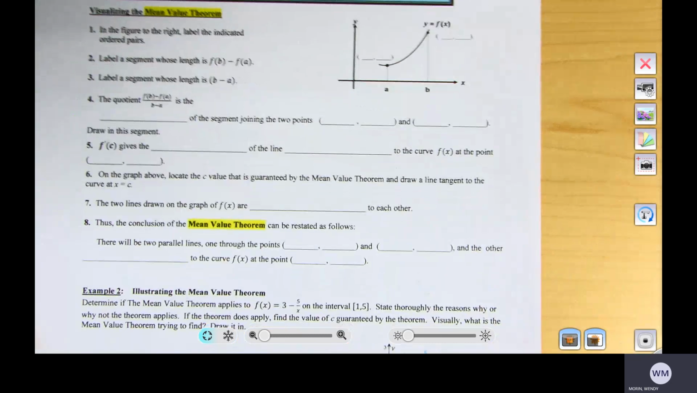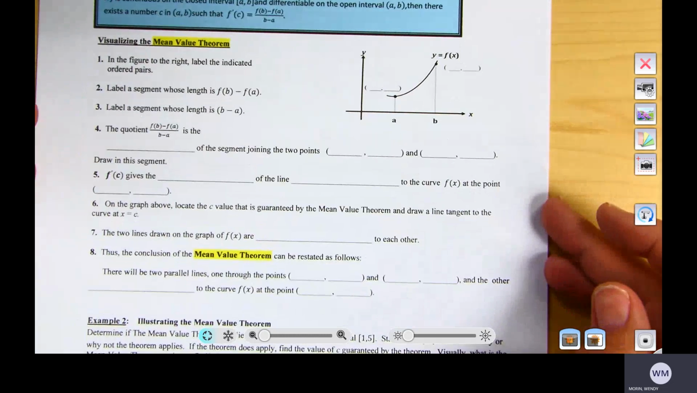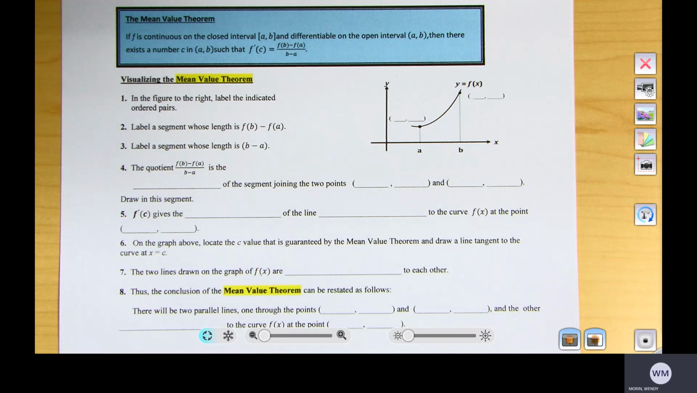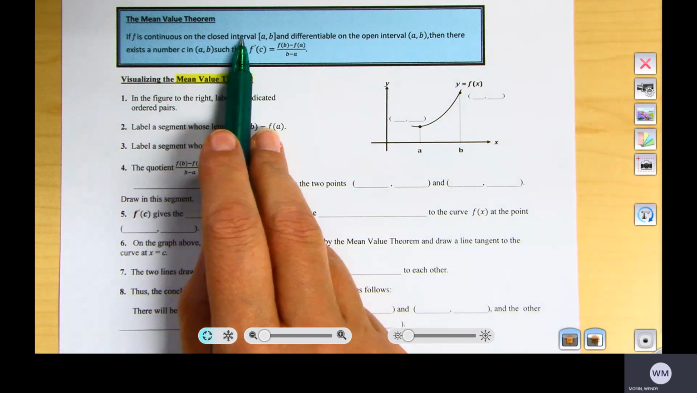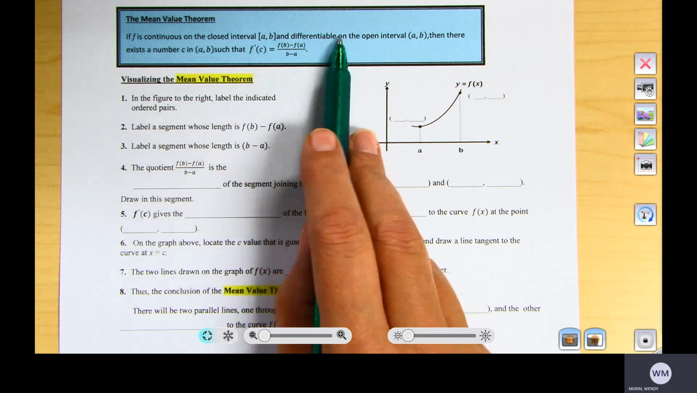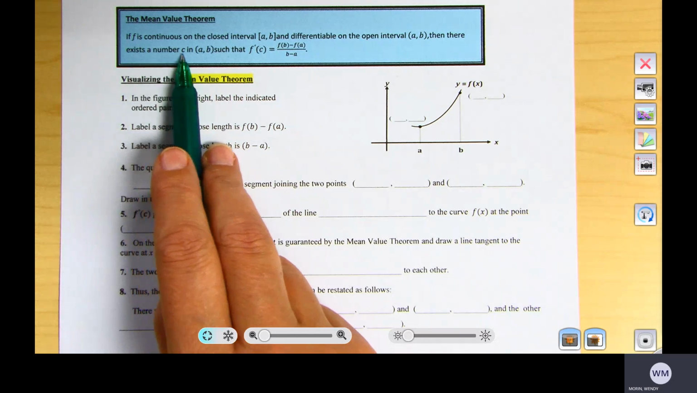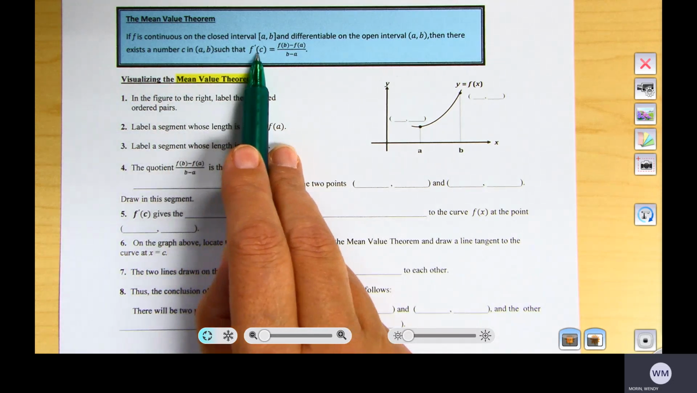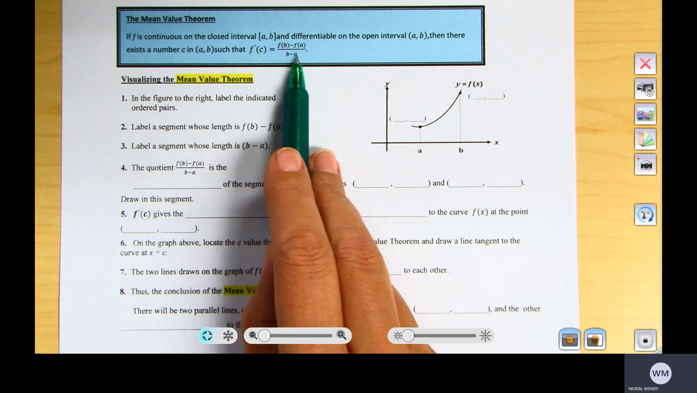So, what does the mean value theorem say? Well, let's go through a little exercise on this. Let's visualize what the mean value theorem says. It says if f is continuous on the closed interval, and differentiable on the open interval, then there exists a number c such that the first derivative is equal to f of b minus f of a over b minus a.